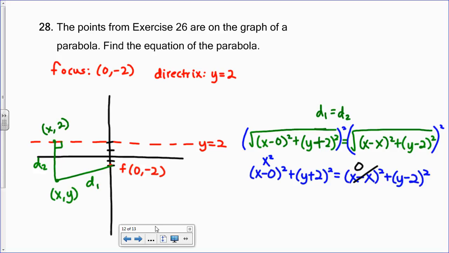Okay, I need to move the y plus 2 squared over to the right, because that's where the other y is. That's where I'm going to have my like terms. So I'm going to do minus (y plus 2) squared on both sides. So on the left, all I have is x squared. So I get x squared equals (y minus 2) squared minus (y plus 2) squared.